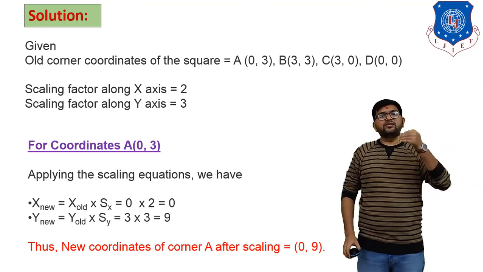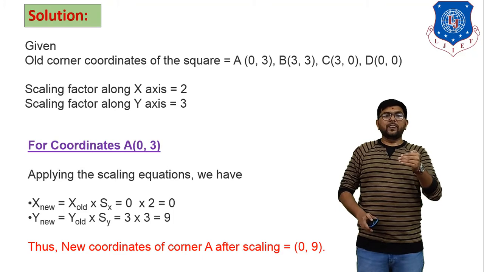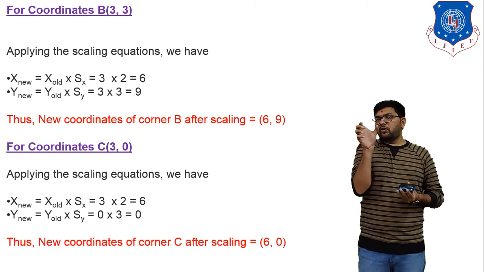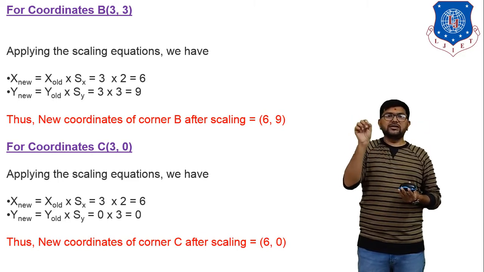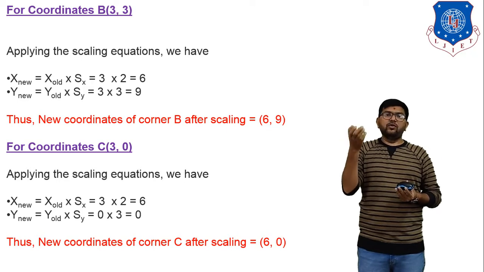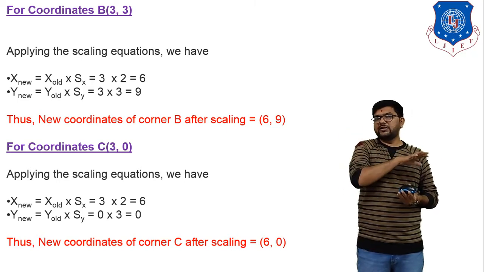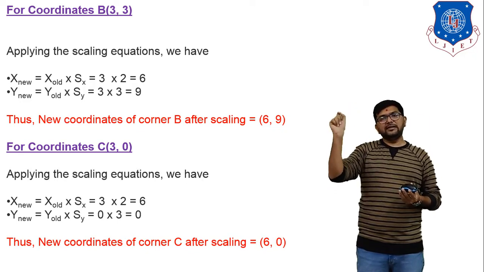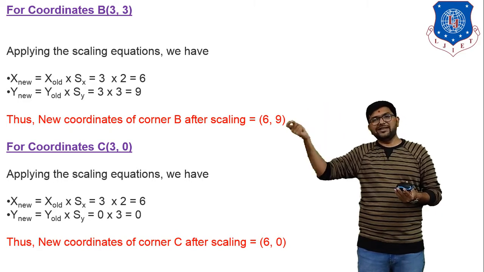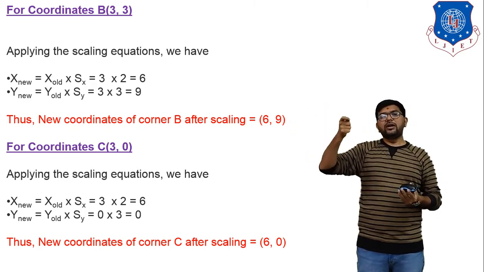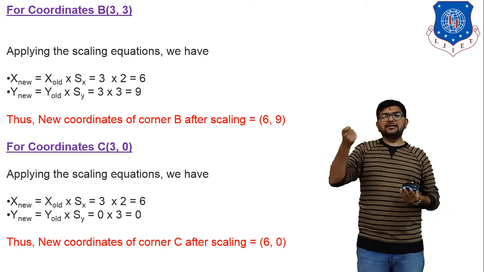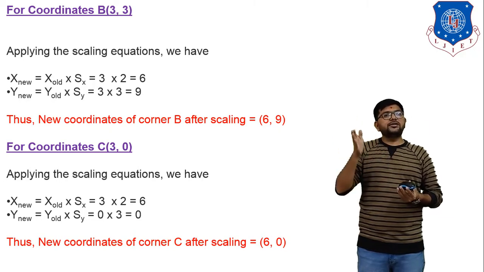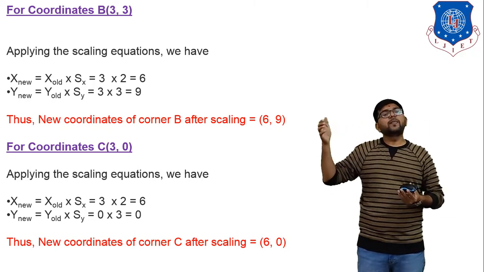In the same way you have to repeat the procedure for all the coordinates. Clear? Now calculate for point B. The old point coordinate of B is (3, 3), so x old value is 3, y old value is 3. Now you have to use the equation of the scaling geometric transformation, x new is equal to x old into sx. The value of the x coordinate is 3, and 3 into scaling factor 2 is equal to 6. In the same way y new is equal to y old into sy. The value of y old is 3, the scaling factor is also 3, so the answer is 9. So the new point coordinate of point B is (6, 9).